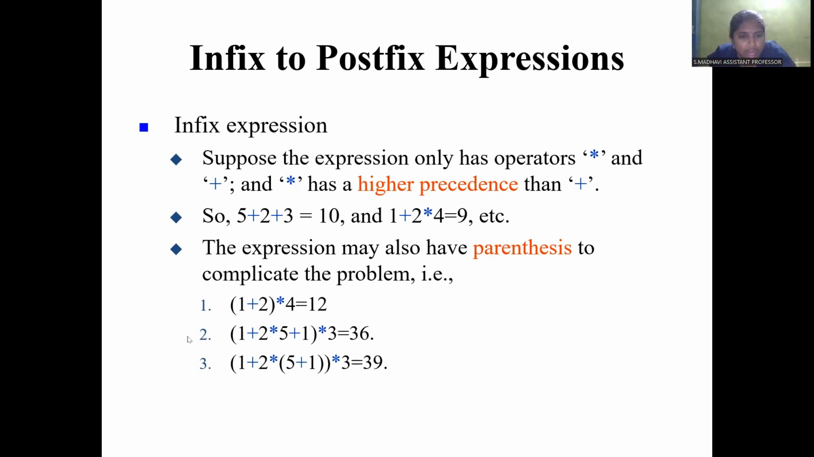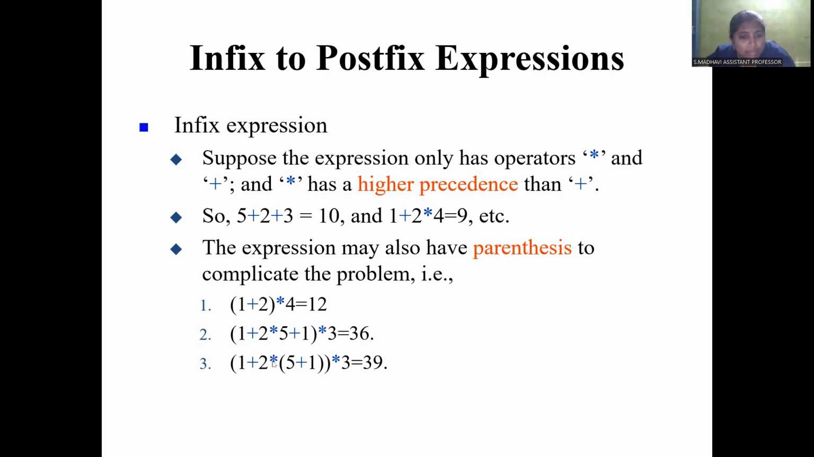Next, when we take the second example, whatever expression is given inside the parenthesis, we have to solve it first. Here we have the term 1 plus 2 star 5 plus 1. Inside this parenthesis, you have two operators, plus and star. Which has the highest precedence here? Star. So first this term has to be evaluated. 2 5s are 10, and this 10 will be added with 1, which is 11, and 11 will be added with 1, which is 12. So 12 star 3 is 36.